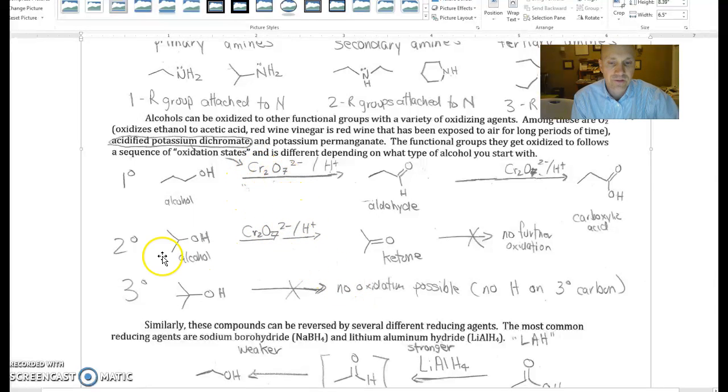So essentially that means that tertiary alcohols are going to be very stable against oxidation. They don't like to get oxidized. There's not really something that you can make by oxidizing them.